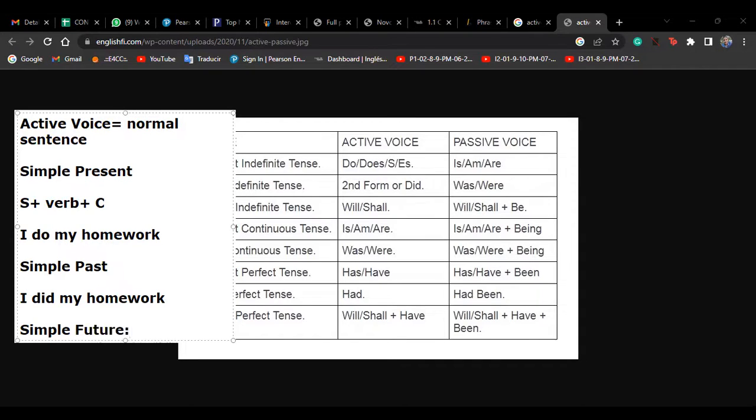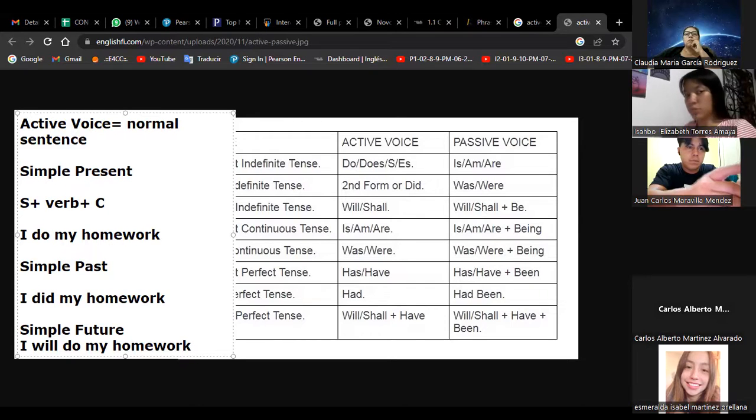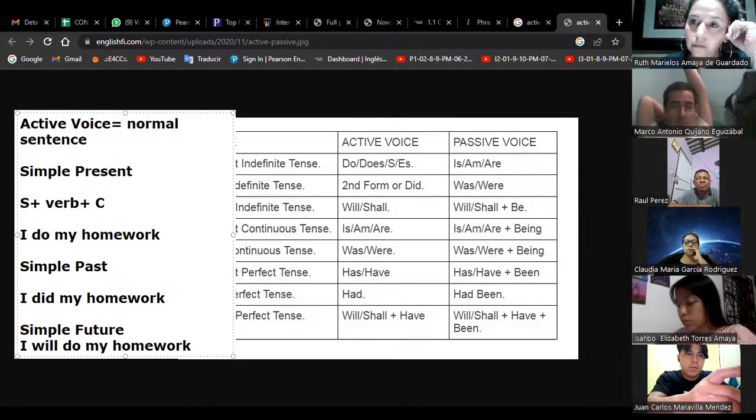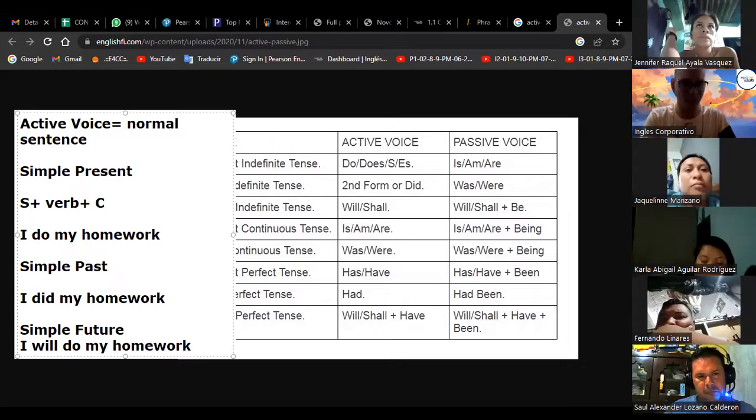Simple future. So the example over here, I will do my homework. So this is a normal sentence. This is active voice. So every time that you want to say a normal sentence, either in simple present, simple past, or simple future, you are going to use the active voice. That's the name. Active voice or normal sentences.